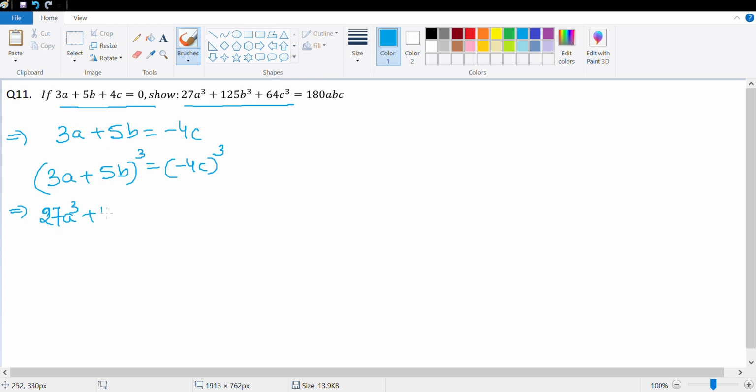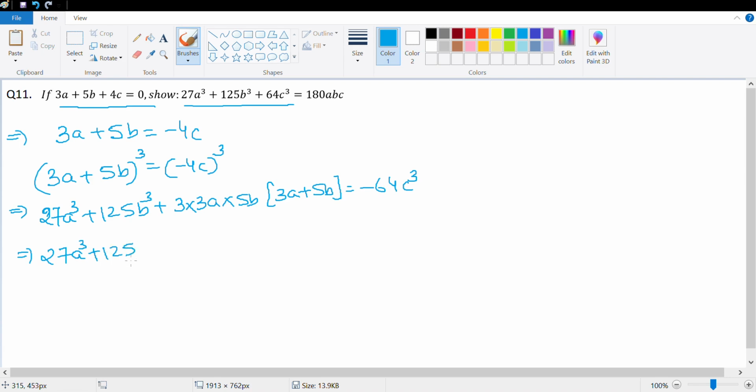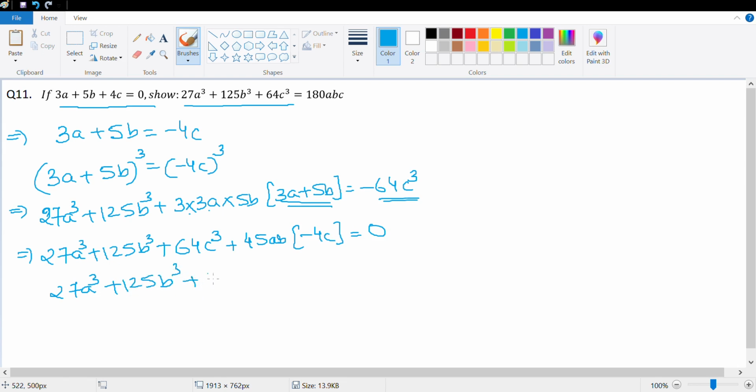This is 27a cube plus 125b cube plus 3 into 3a multiplied with 5b multiplied with 3a plus 5b would be equal to negative 64c cube, which means 27a cube plus 125b cube plus, I am bringing negative 64 on this side, plus 64c cube plus 3 into 3, 9, 9 into 5, 45ab multiplied with 3a plus 5b is equal to negative 4c minus 4c is equal to 0. So this is 27a cube plus 125b cube plus 64c cube is equal to, well, 45 into 4 is 180, abc, it's negative, and I take it on the other side, becomes plus, so that's 180abc.